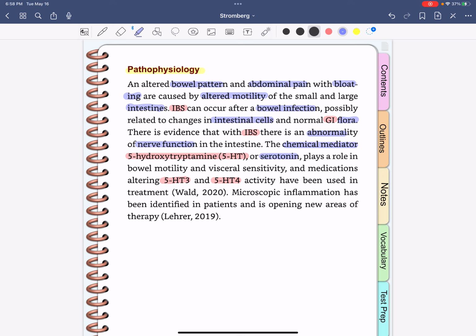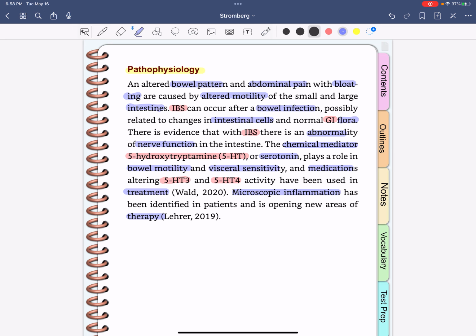That's a word I'm familiar with. There's bowel motility, visceral sensitivity, medications, treatment, that would be an important word, microscopic inflammation, and then the word therapy. I like that one. So I'm just picking out those medical words that are persons, places, or things. Again, I'm leaving out the authors of research because those are not relevant to my comprehension.